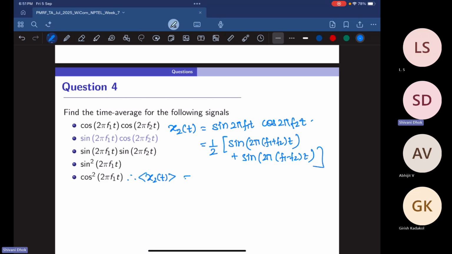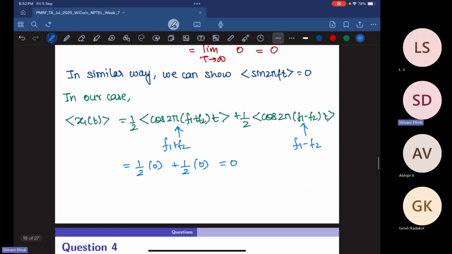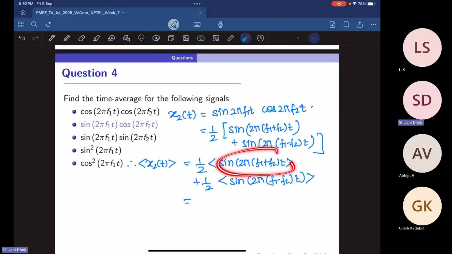Therefore, the time average of x2 of t is equal to half of the time average of sine of 2 pi f1 plus f2 t, plus half of the time average of sine of 2 pi f1 minus f2 t. We have seen that for any frequency, this one is a sinusoid with frequency f1 plus f2, and this is a sinusoid with frequency f1 minus f2. So the time average of both of these quantities is 0, so we get half into 0 plus half into 0, which comes out to be equal to 0.